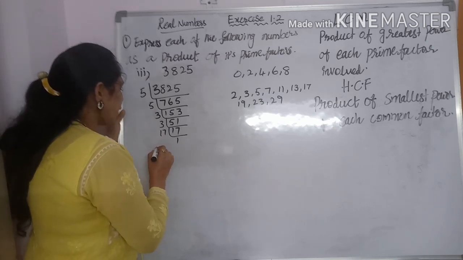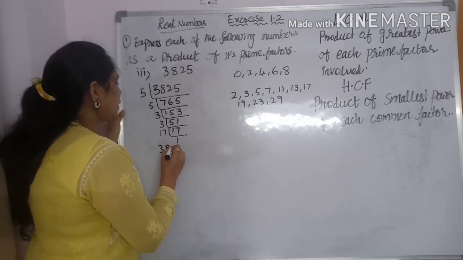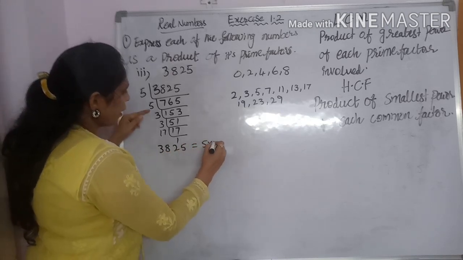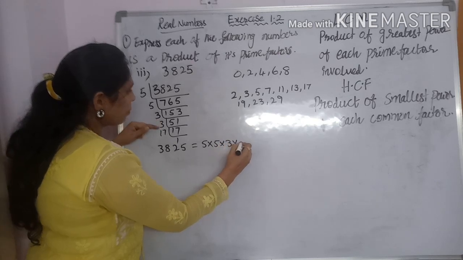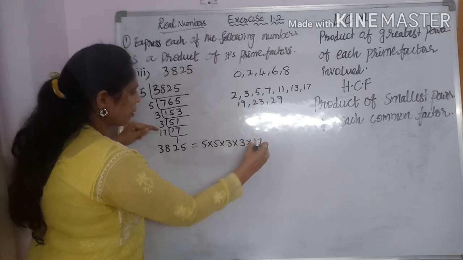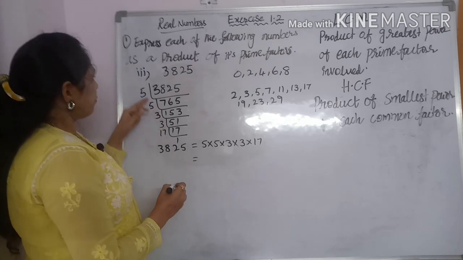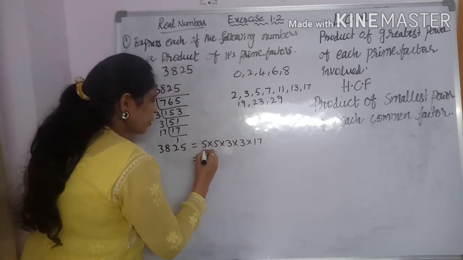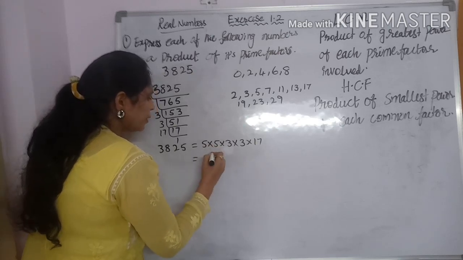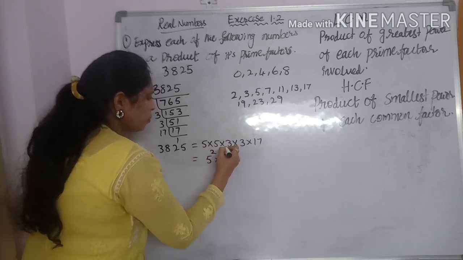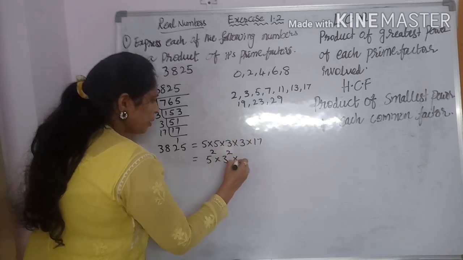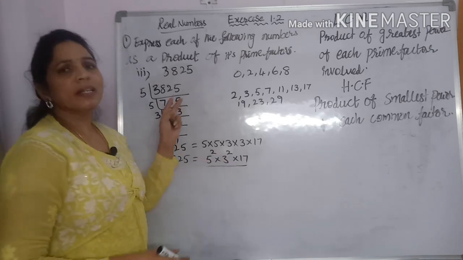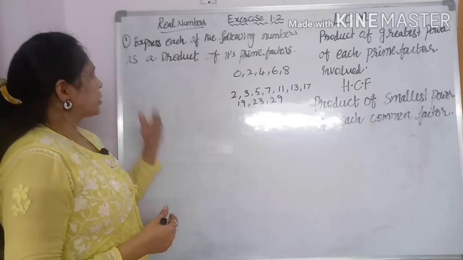Write all these prime factors. 3825 is equal to 5 multiplied by 5 multiplied by 3 multiplied by 3 multiplied by 17. So 3825 can be expressed as 5 squared into 3 squared into 17. That's it. It's very simple. Let us move on to the next question.